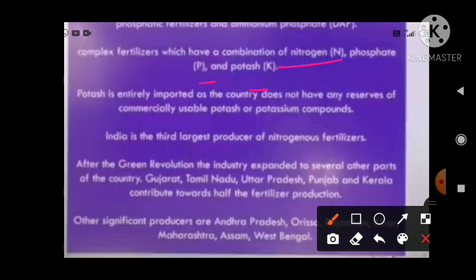Potash is entirely imported, as the country does not have any reserves of commercially usable potash or potassium compounds. Means in India there is a severe insufficiency of potash, so 100% of potash in our country is imported. India is the third largest producer of nitrogenous fertilizers, and nitrogen is very much required.